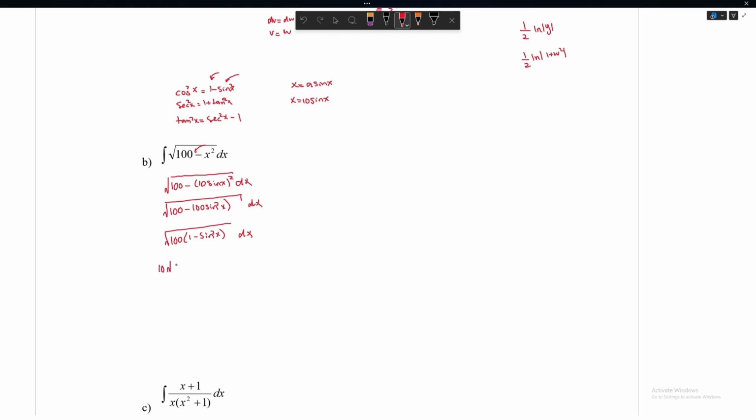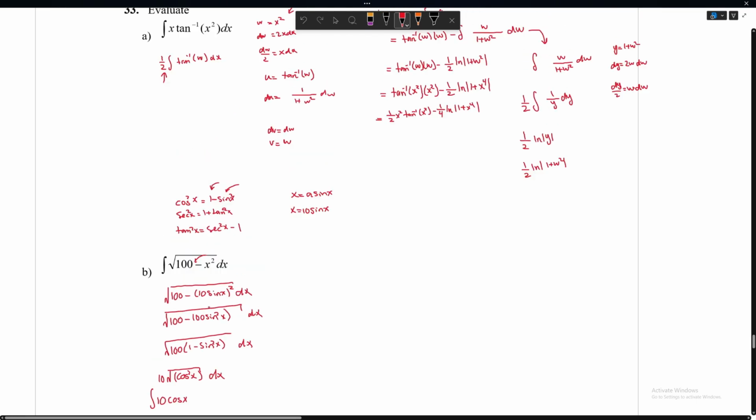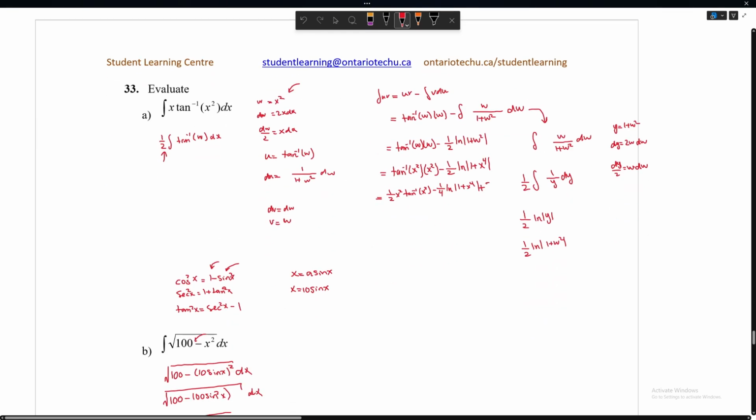And I still have my root. Here, 1 minus sine squared x, I'm going to replace it with cos squared x. Right? And now root and square will cancel out. I'll get 10 cos x. Now that I've simplified this, I can integrate. And I'll get 10 sine x. Well, I don't have dx anymore. Plus c. And I actually forgot my plus c here as well.